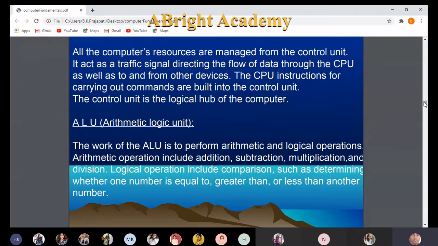Then we come to the arithmetic logic unit. The work of the ALU is to perform arithmetic.